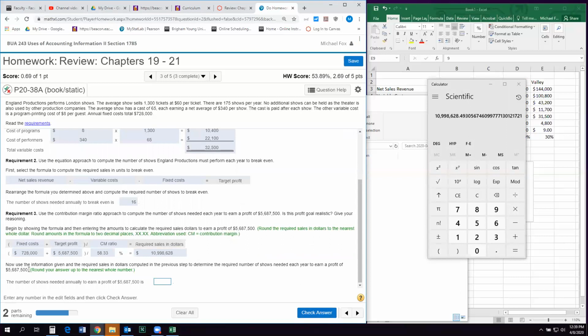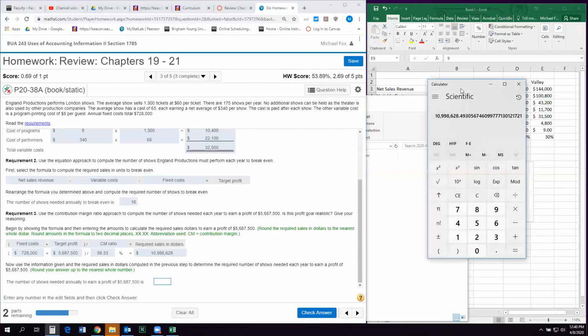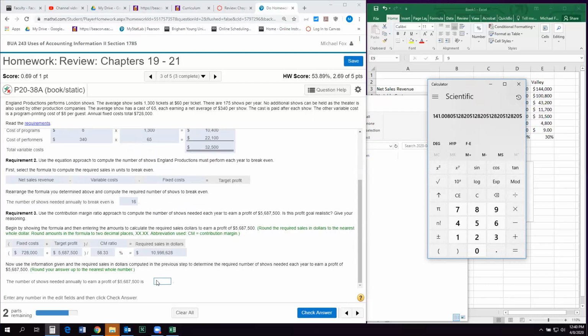Now use this information and the required sales in dollars computed in the previous step to determine the required number of shows needed each year to earn a profit of 5,687,500. We know our sales per show is 78,000. If I take 10,998,628 and divide that by revenue per show, which is 78,000, I get that I'm going to have to do 141 shows per year to make that target profit.